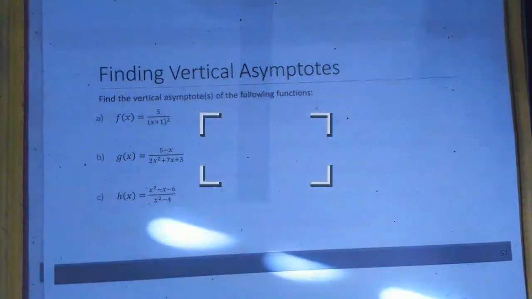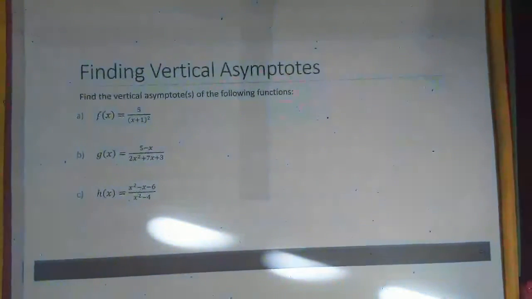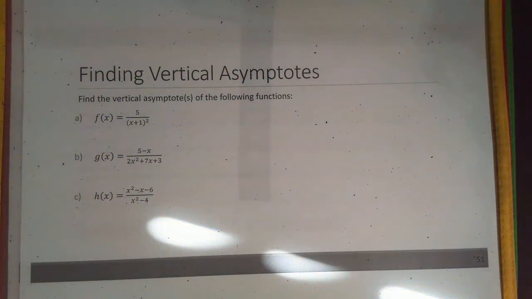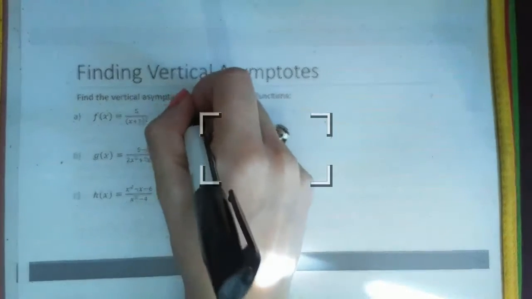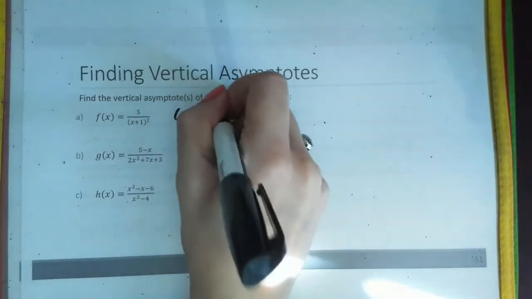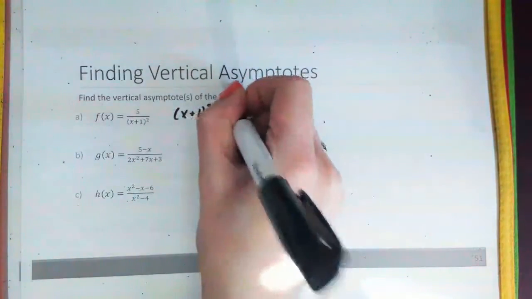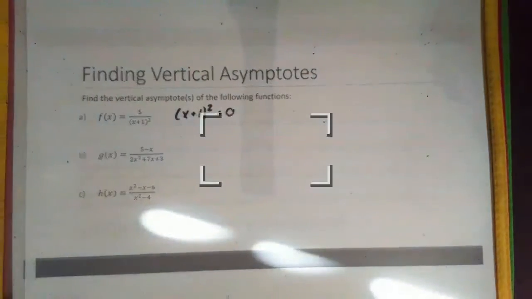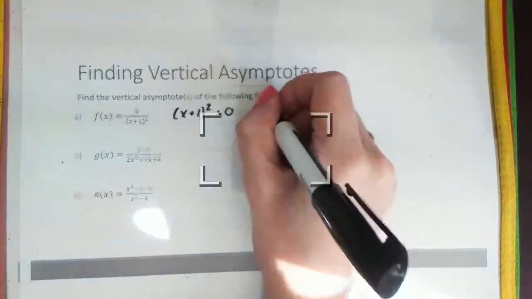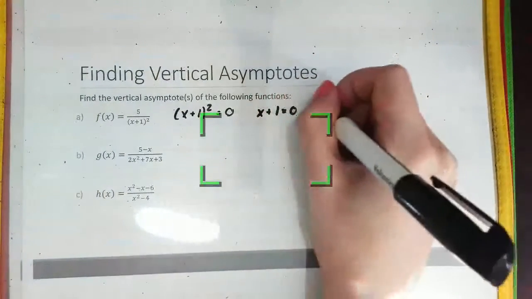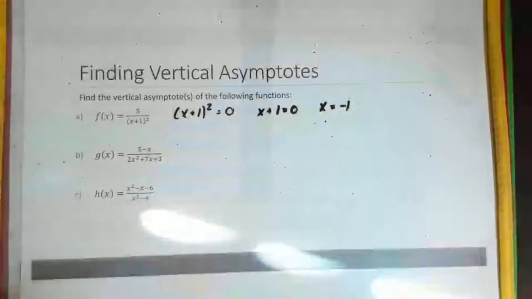So using this knowledge, we're going to see if we can find some vertical asymptotes. First up, we have f of x equals 5 over (x plus 1) squared. To find vertical asymptotes, we want to figure out where the denominator is equal to 0. So if (x plus 1) squared is equal to 0, then I can take the square root of both sides, and x plus 1 is equal to 0, giving me x equals -1.